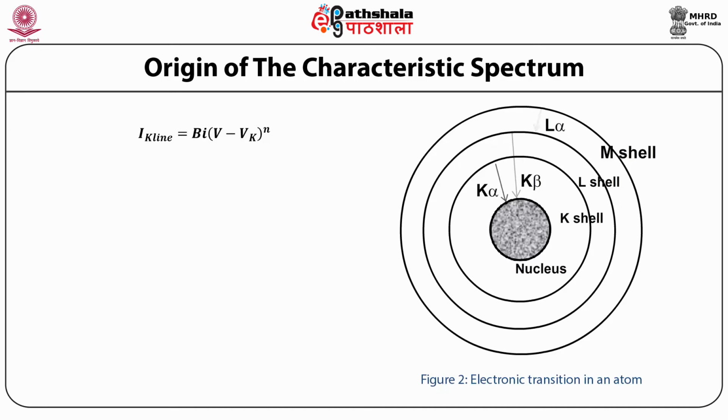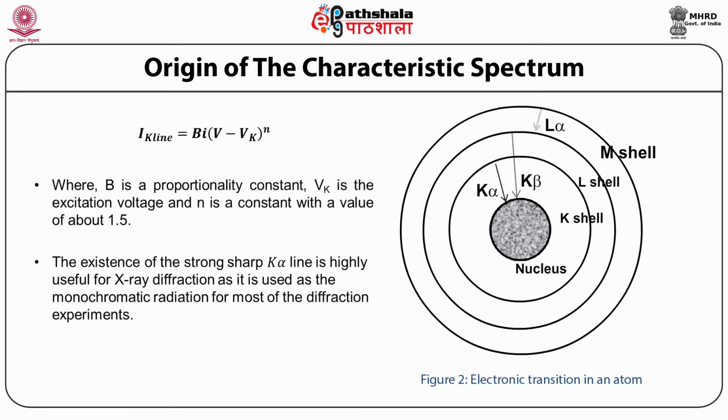The existence of the strong, sharp K alpha line is highly useful for X-ray diffraction as it is used as the monochromatic radiation for most of the diffraction experiments. Figure 2 given here shows the electronic transition in an atom.